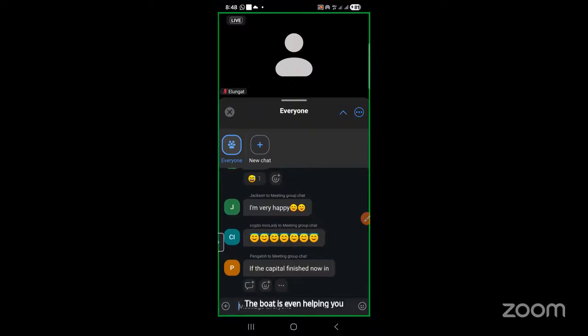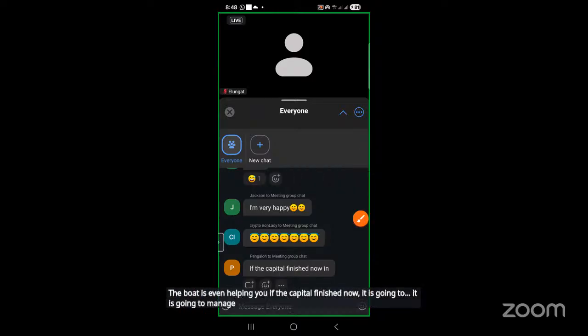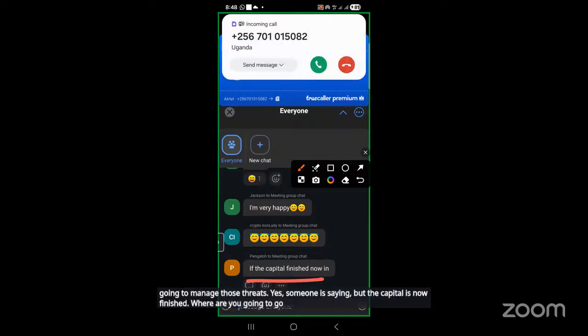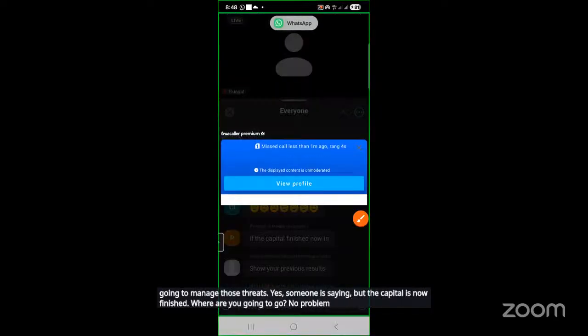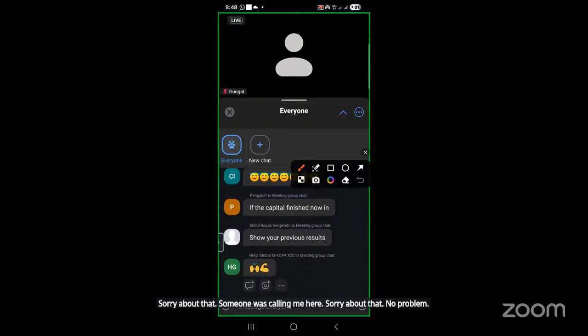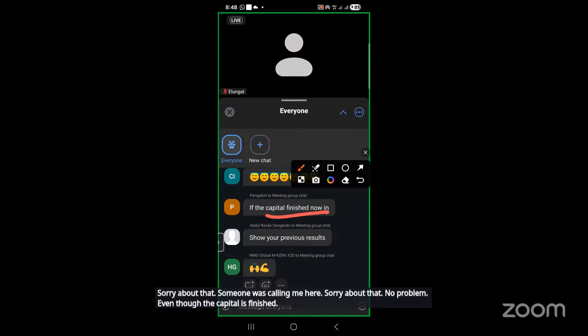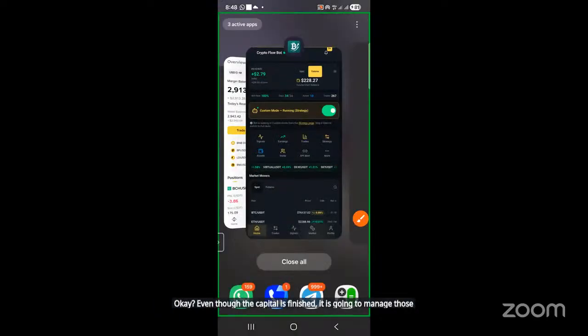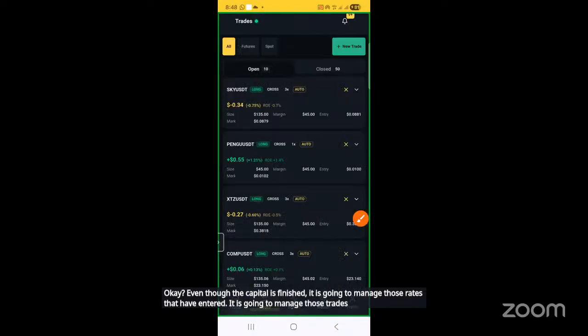If the capital is finished now, it is going to manage those trades. Yes, someone is saying, but the capital is now finished, where are you going to go? No problem. Sorry about that, someone was calling me here. Even though the capital is finished, it is going to manage those trades that have entered. It is going to manage.